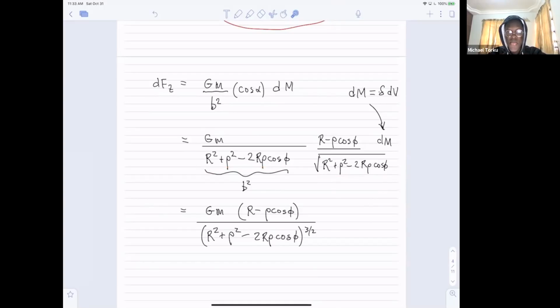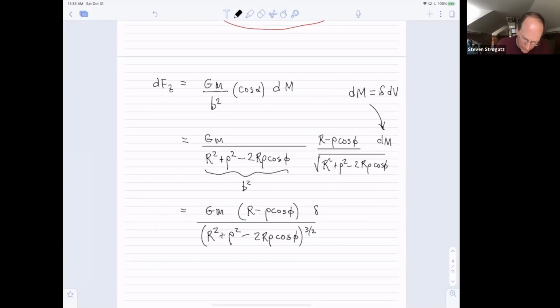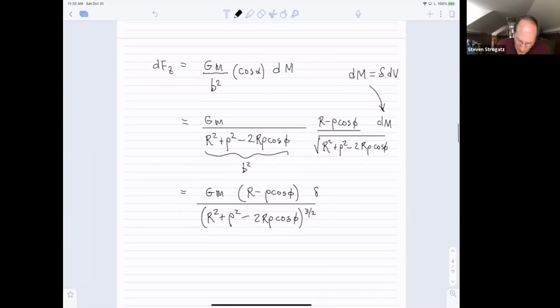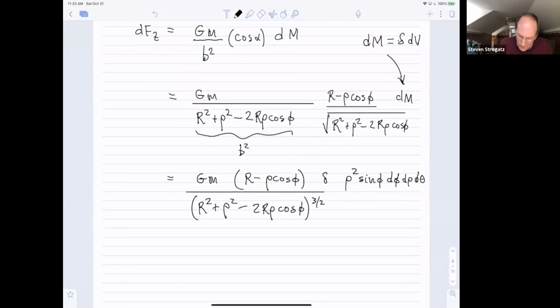And finally, dm, we decided, is our density delta. And then dv, we have to remember, this is where we get to deploy spherical coordinates, that formula for the volume element. So it's rho squared sine phi d phi d rho d theta. Still with me?